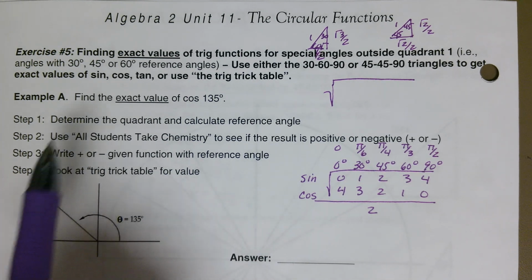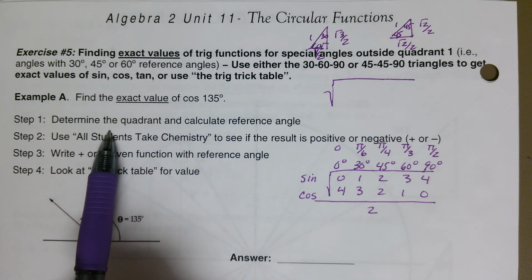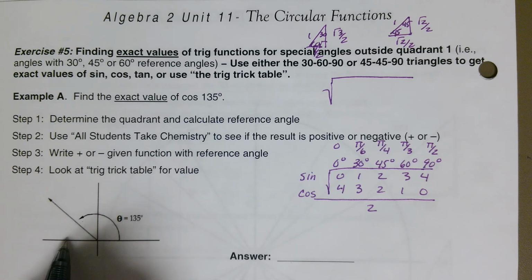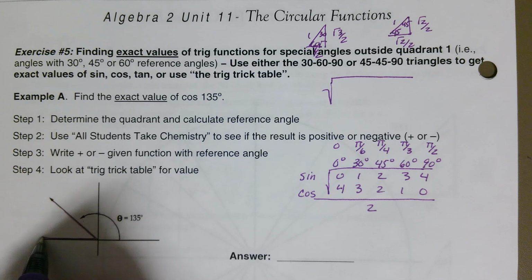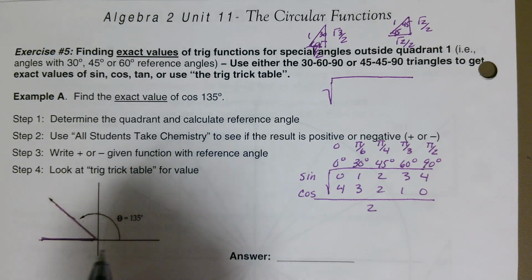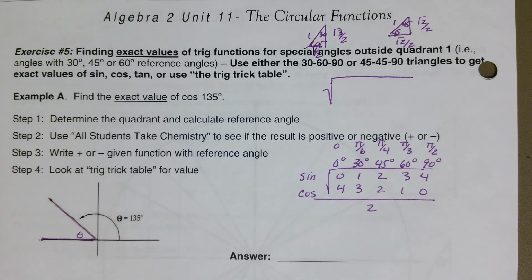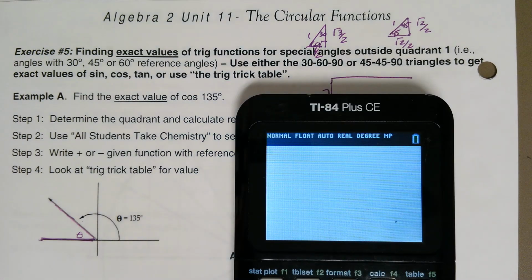Okay, so we want to find the exact value of the cosine of 135 degrees. We are going to determine the quadrant and calculate the reference angle. So here we have drawn a 135 degree angle. Remember way back in lesson 1, the reference angle? The reference angle is the positive acute angle formed with this terminal ray and, in this case, the negative portion of the x-axis. This angle measured would be 180 minus 135, which is 45. 180 subtract 135 is 45.